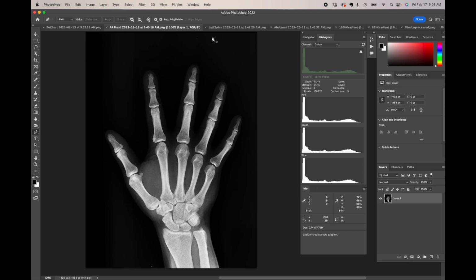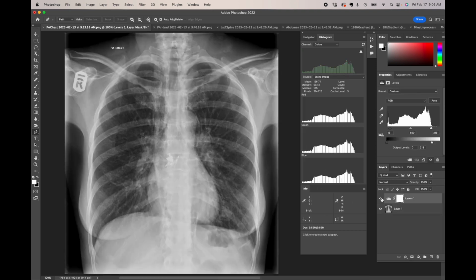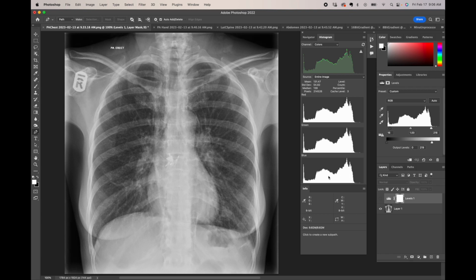You notice that in the chest x-ray, I'm going to turn this off, you have a good amount of data here in the middle, which represents more the middle grays, whereas your stark black is represented by this spike right here. If you had anything that was outright white in this, it would be represented over here. Since we don't have straight white, we don't have any data showing here.